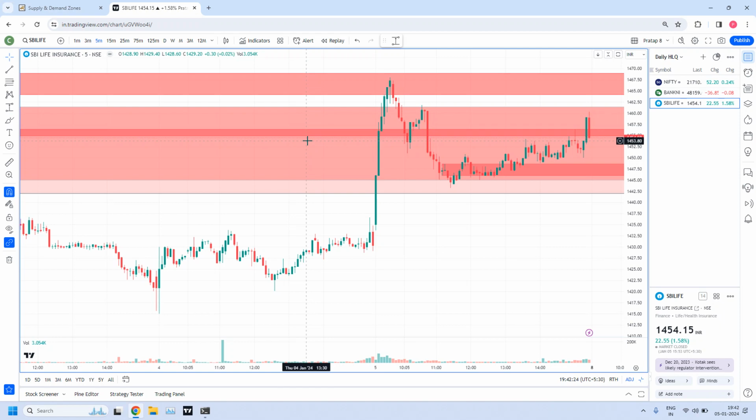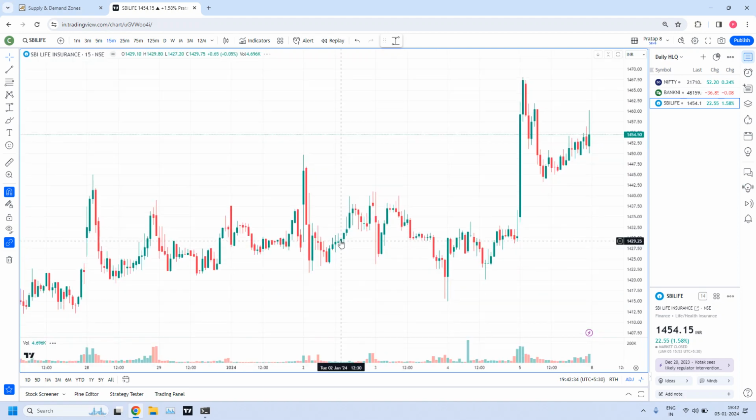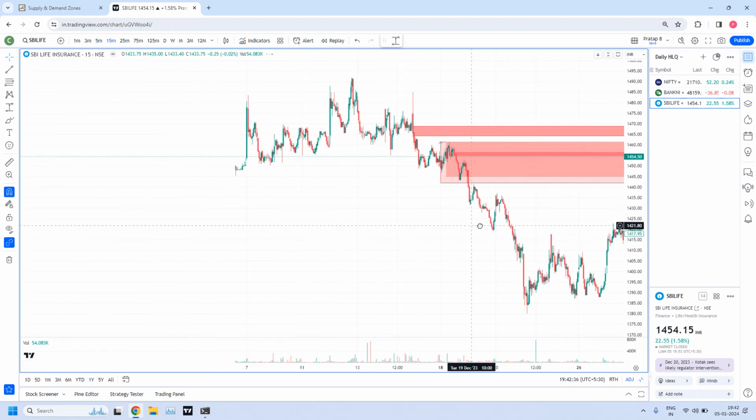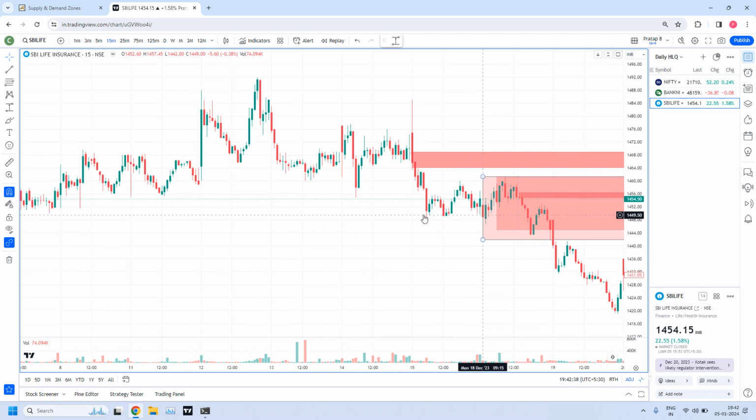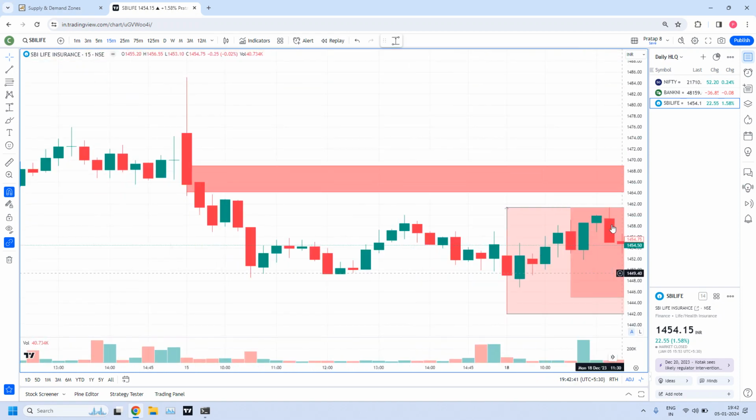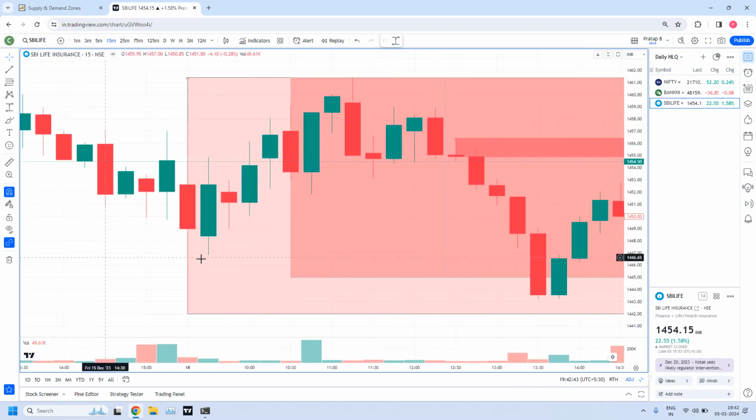But you have to observe one thing. Already there is a 15-minute zone at the distal line of the daily high liquidity zone. Let me show you. Let me go to the 15 minutes time frame. At this distal line, already there is a zone. Let me draw the zone, supply zone.